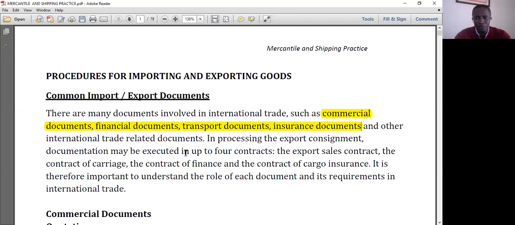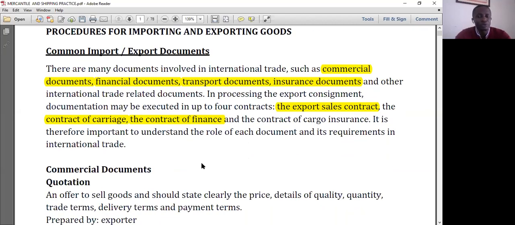So in processing the export consignment, documentation may be executed in up to 4 contracts. We have the export sales contract, the contract of carriage, that is of movement of goods from the point of origin to the importer's destination. We have the contract of finance, which involves the monetary transactions between the buyer and the seller, and the contract of cargo insurance. So it is therefore important to understand the role of each document and its requirement in international trade.